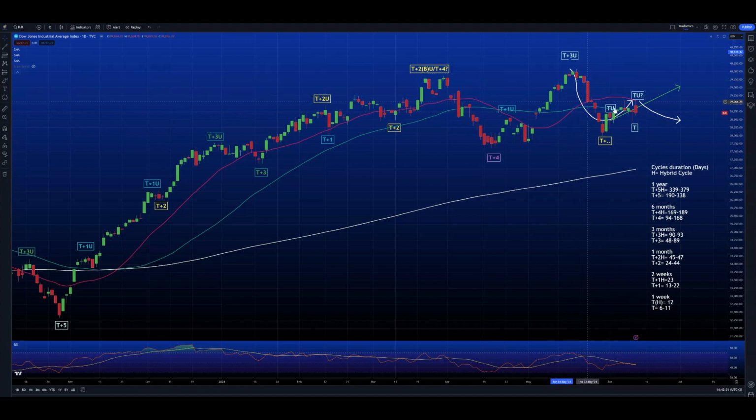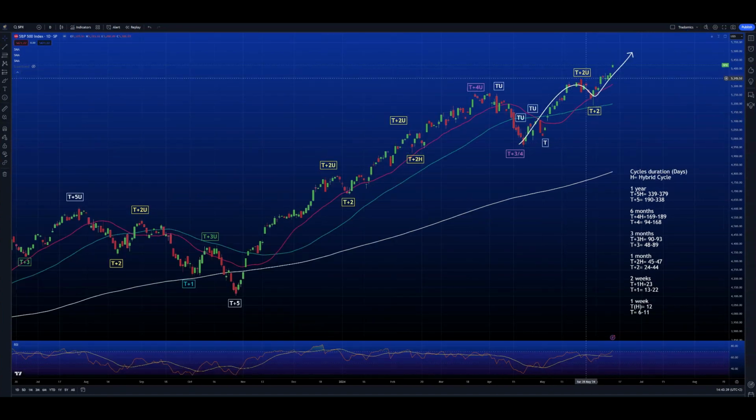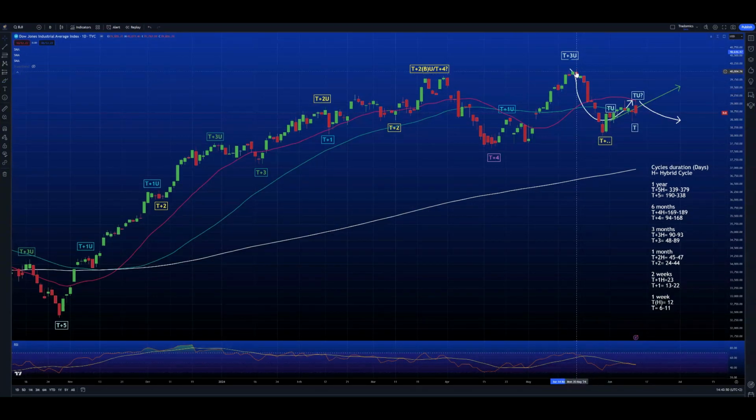So we said also that we were expecting this move in order to close a T plus 2 and then another T plus 2. So basically what we've seen here with the Standard & Poor's, okay? This first T plus 2 and then another one. But on the Dow Jones, we are seeing less push or less strength.